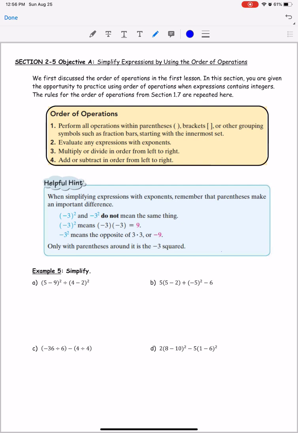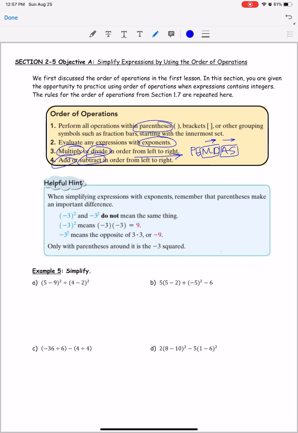Your order of operations is 1, perform any parentheses, brackets, or other groupings such as fraction bars. Evaluate any expression with exponents. Multiply or divide in order from left to right. Add or subtract in order from left to right. So this is our Please Excuse My Dear Aunt Sally. Parentheses, exponents, multiply, divide, add, subtract. Just remember this multiply and divide from left to right. This addition and subtraction, again, from left to right.